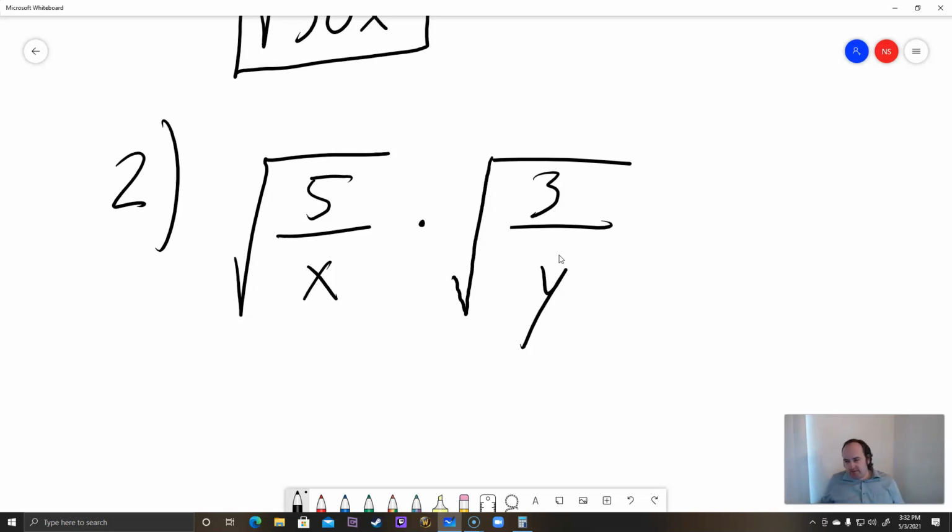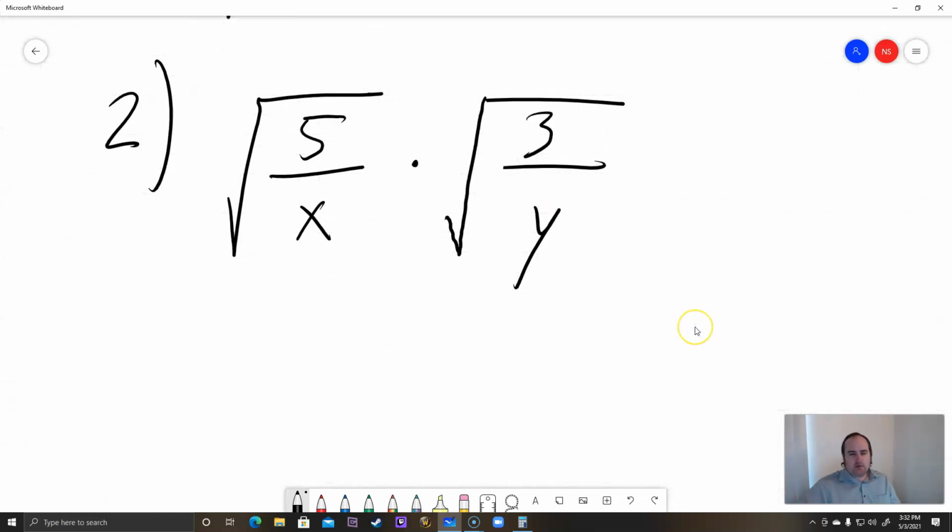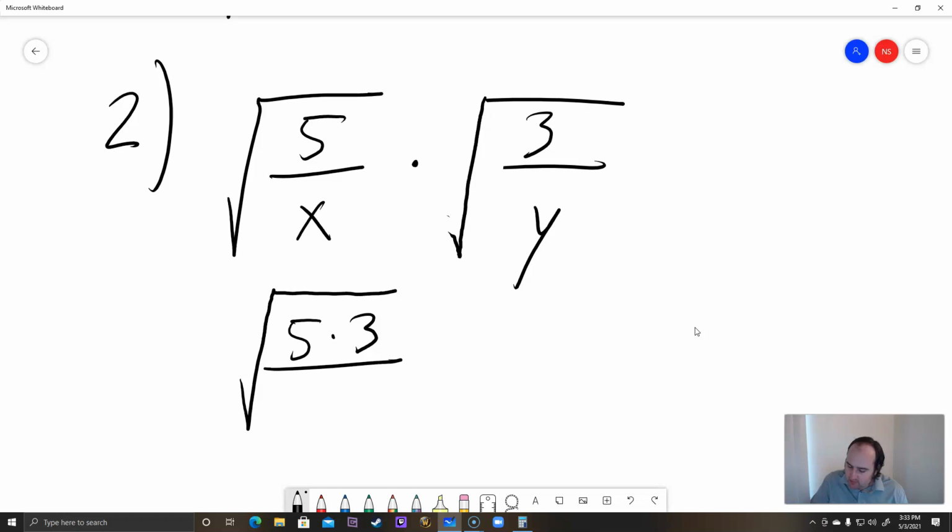Even though we have fractions here, I know people get scared when they see fractions. This is actually not so hard. The reason this isn't so hard is we do have fractions, but we know how to multiply fractions. You just multiply fractions straight across. So first of all, we combine everything into a single radical. So we're going to have the square root of 5 times 3 on the top, and then on the bottom we have x times y.